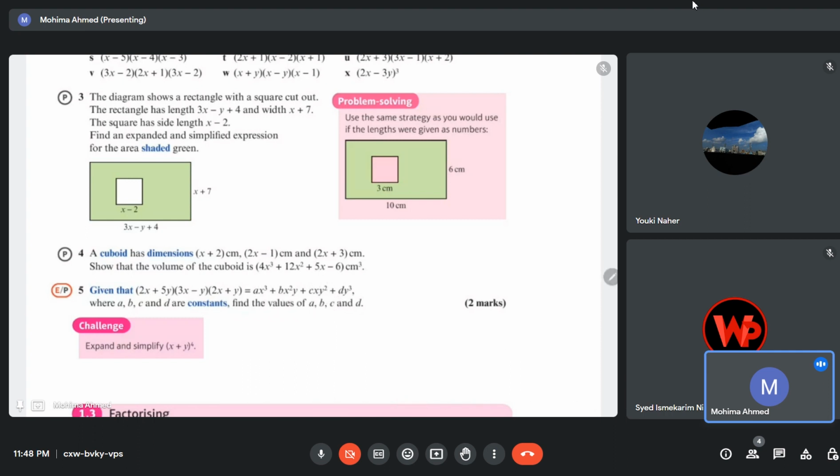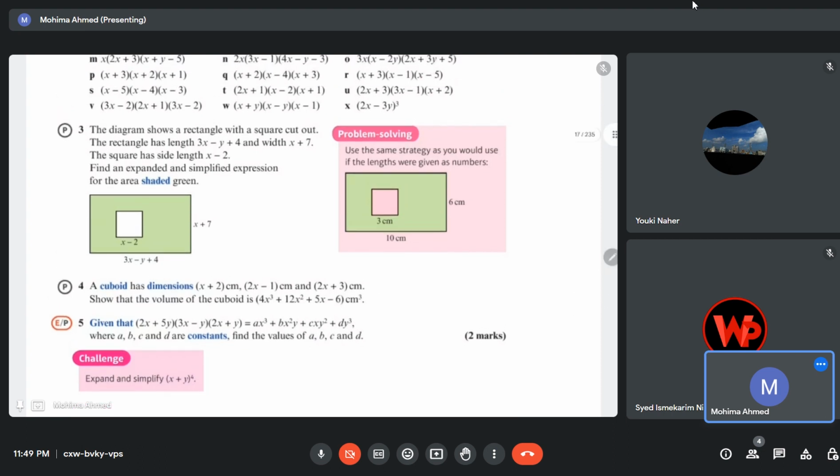In that way, for question four also, they have the dimensions of a cuboid and they want you to find out the volume. So they want you to show that the volume is 4x square and this. Now, in terms of volume, we're supposed to multiply the three dimensions, right? Length, breadth into height. So again, when you multiply these three together, you would finally end up with this statement. So there's nothing different from the previous ones. It's just in a word problem manner.